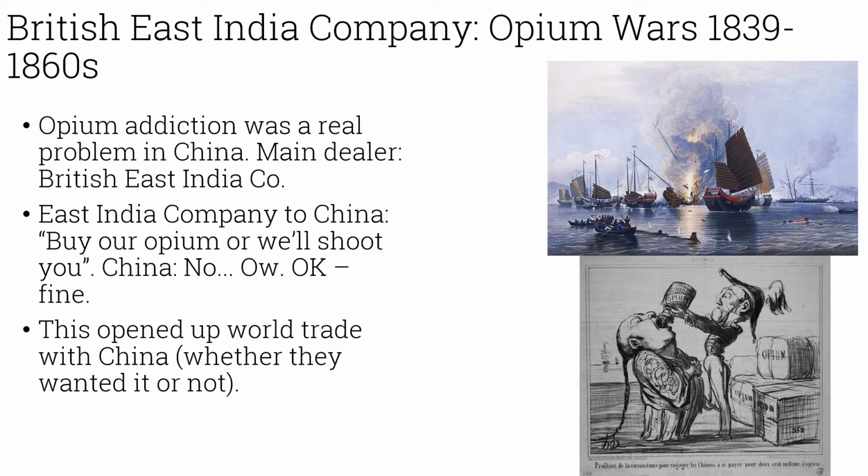Two wars were fought over opium in the 19th century between Britain and China. Many Chinese were addicted, and the Chinese emperor issued several decrees declaring the opium trade illegal. The main supplier of opium was the East India Trading Company, and they informed China that they really had no choice, that Britain would use force to push opium into China.